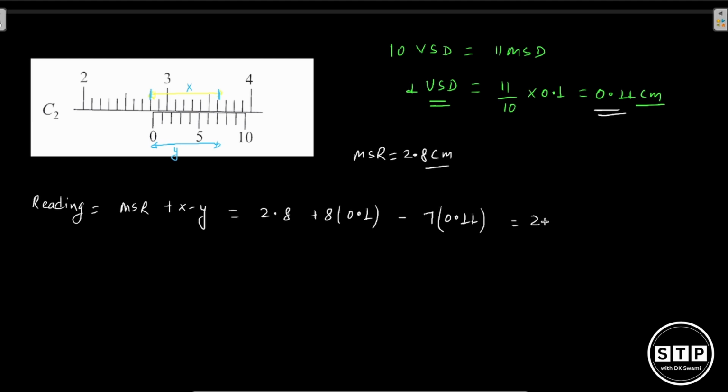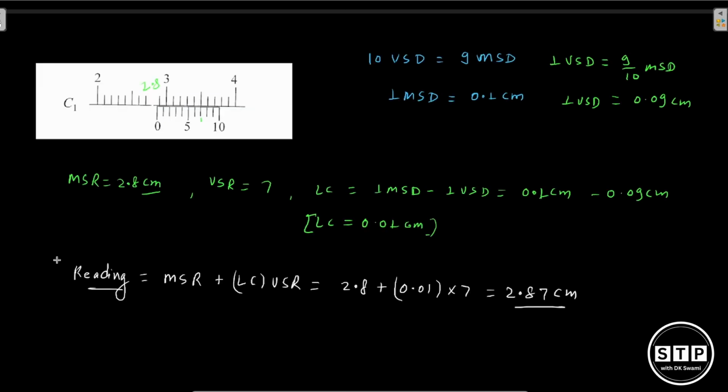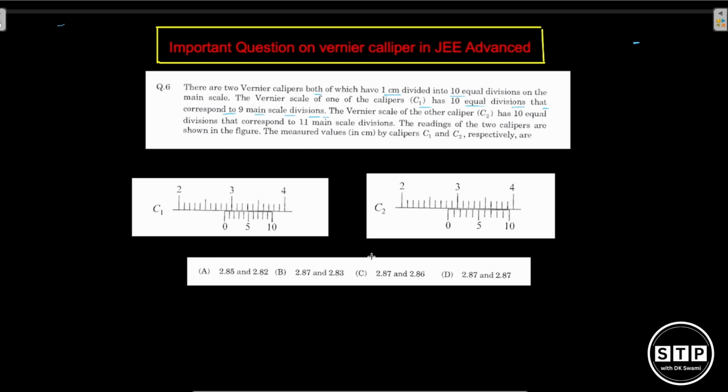So this is 2.8 plus 0.8 minus 0.77 centimeter. If I calculate 0.8 minus 0.77, that is 0.03. So that is 2.83 centimeter. This is the answer for C2. So C2 is 2.83 and we calculated previously that C1 is 2.87. Now which option is correct? Option B is correct.